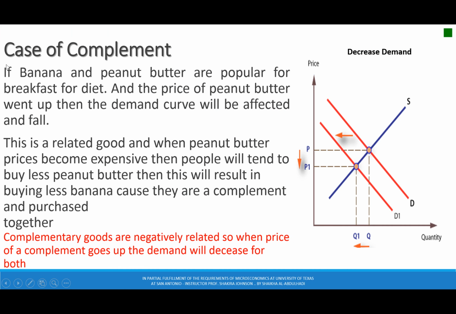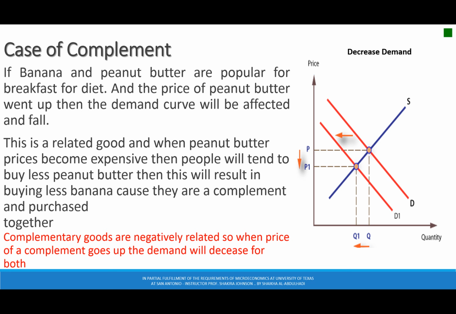The third scenario is the case of complement. If a banana and peanut butter are popular for breakfast as for diet, and the price of peanut butter went up suddenly, then the demand curve will be affected and fall down. This is a related good, and when peanut butter prices become expensive, then people will tend to buy less peanut butter. Then it will result in buying fewer bananas because they are complements and purchased together.